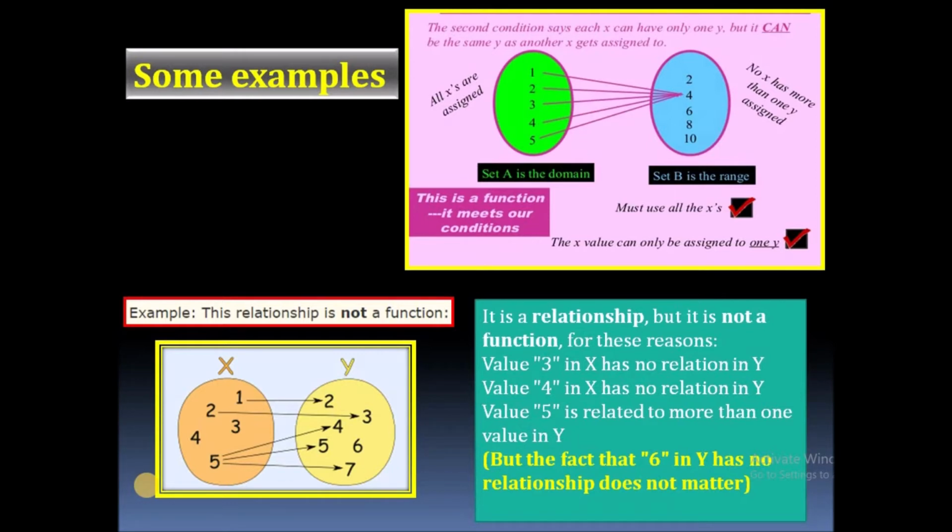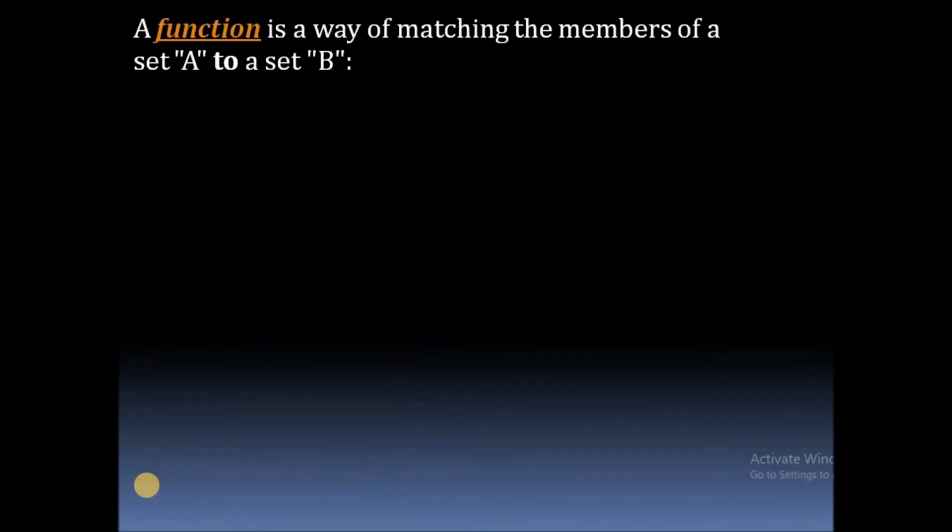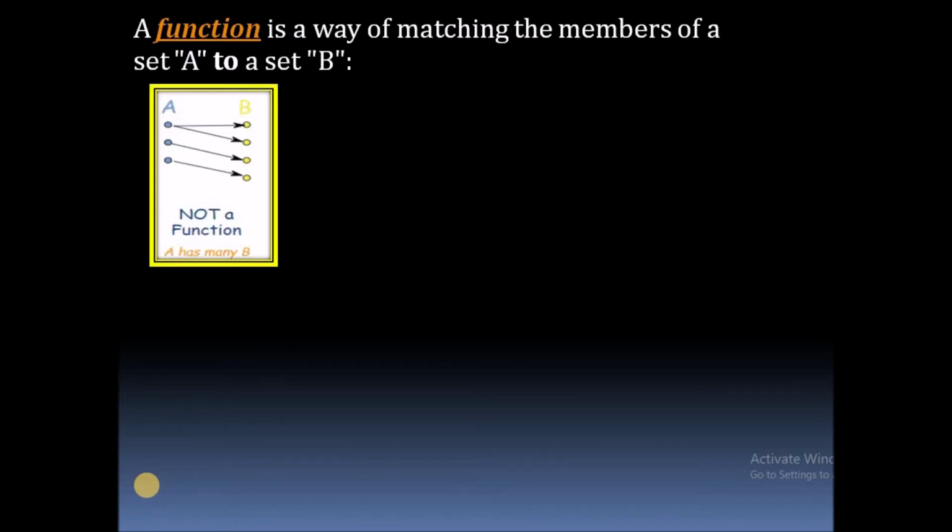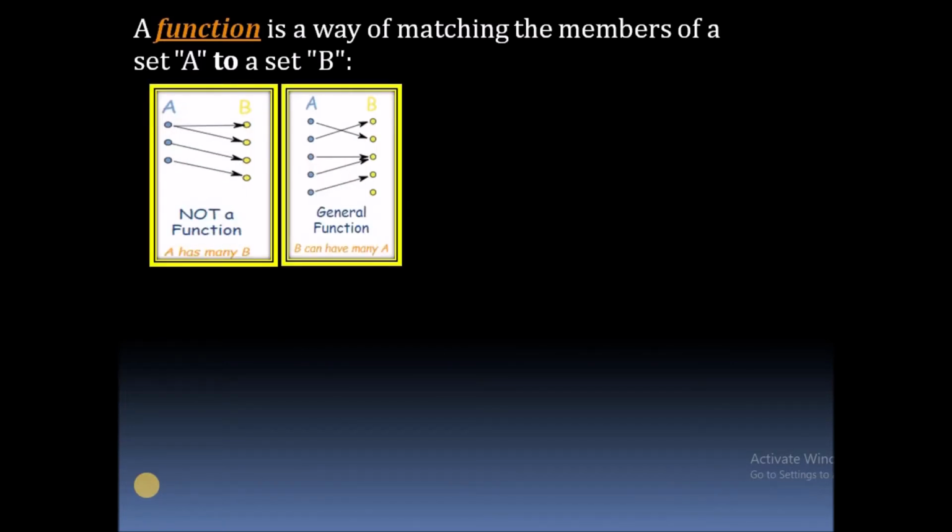कोडोमेन में एलिमेंट्स एक्स्ट्रा बच जाएंगे जिनसे कोई रिलेशन नहीं होगा तो चलेगा, लेकिन डोमेन के हर एक एलिमेंट का रिलेशन कोडोमेन के किसी न किसी एलिमेंट के साथ होना चाहिए. A function is a way of matching the members of a set A to a set B. Let us see some function.